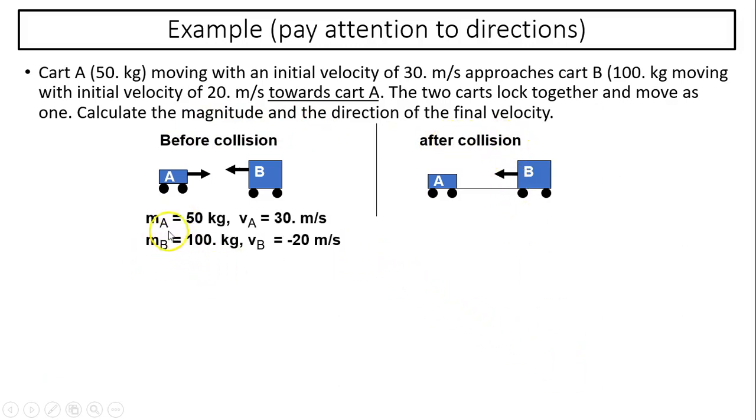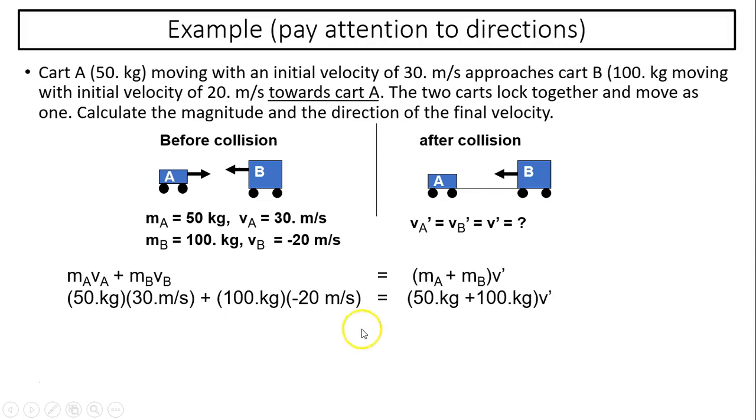Let's write down what you know. mA is 50 and mB is 100 kilograms. Car A is moving at positive 30 meters per second, but car B is moving at negative 20 meters per second. After the collision the two cars have the same velocity, vA prime equals vB prime equals v prime. What does that equal? Conservation of momentum: momentum before equals momentum after. Plug in your numbers. So v prime is 3.3 meters per second to the left. This is because car B has more momentum than car A. So when you add these two together, the net momentum is to the left.